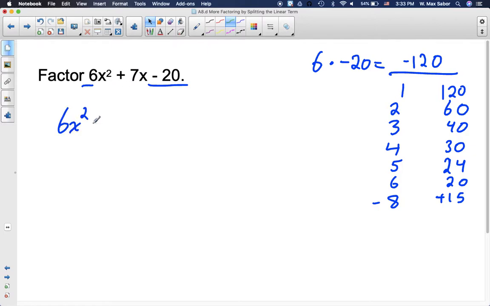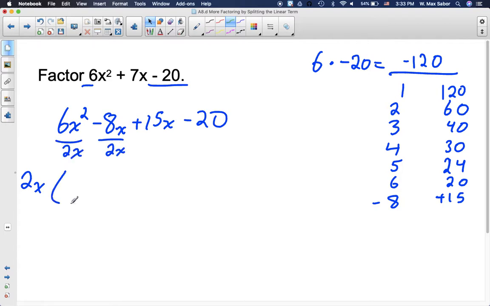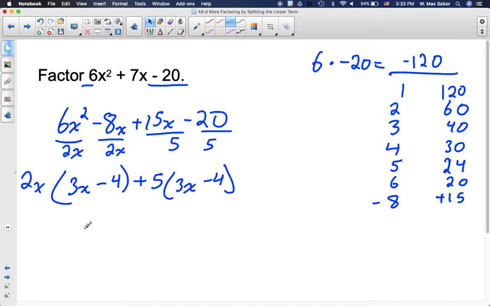So 6x squared minus 8x plus 15x minus 20. So now these are both divisible by 2x. 3x minus 4. These are both divisible by 5. 3x minus 4. Good. And we get 2x plus 5 times 3x minus 4.